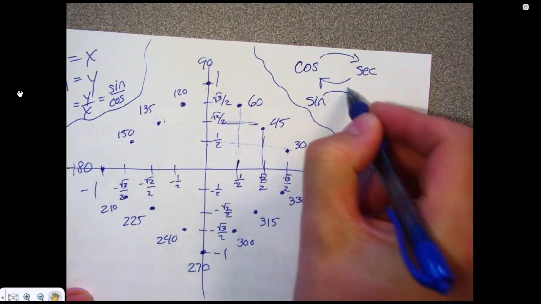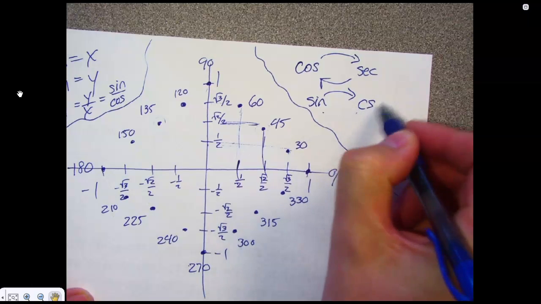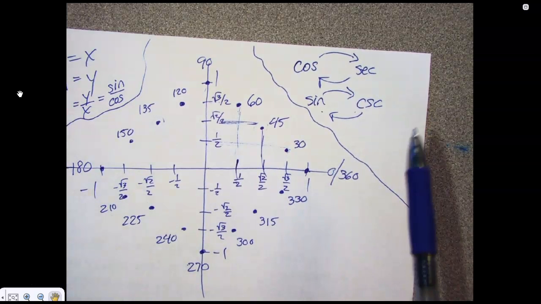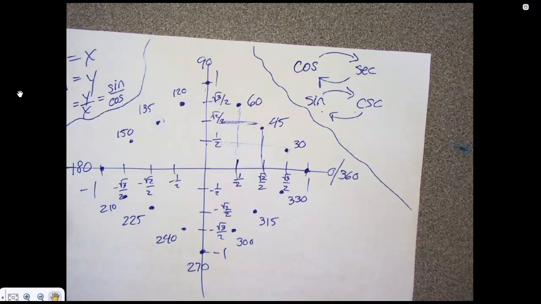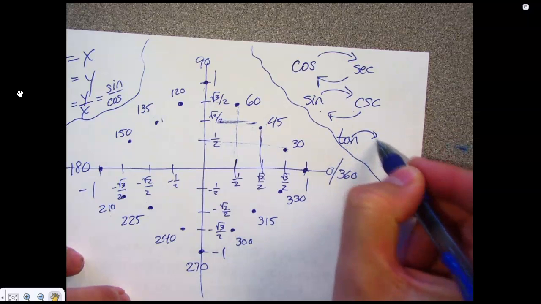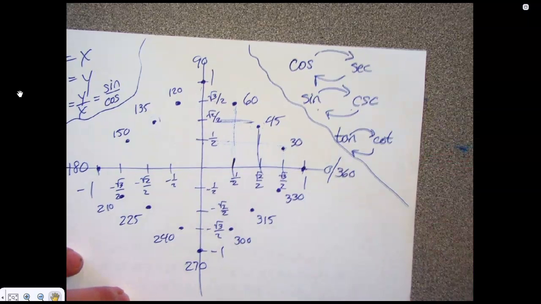Sine and cosecant are reciprocals. Which is annoying. It'd be nice if they were the same letter, like cosine flipped over to cosecant, but that's not how it works. And then tangent and cotangent are reciprocals.